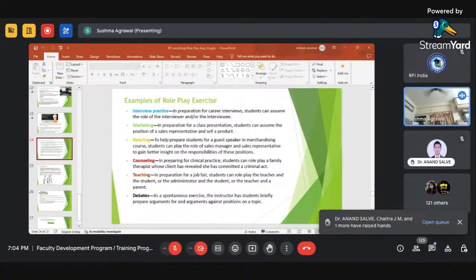Many of the students can be the customers. Role play helps in counseling, particularly in clinical practices. The student can play the role of a family therapist whose client has revealed she has committed a criminal act. So someone has committed some criminal type of thing, or maybe engaged in other things, such as drug addiction. Such activities can be performed by the various students.